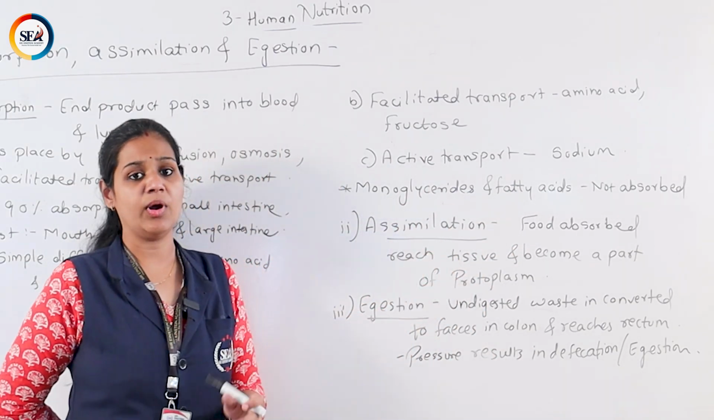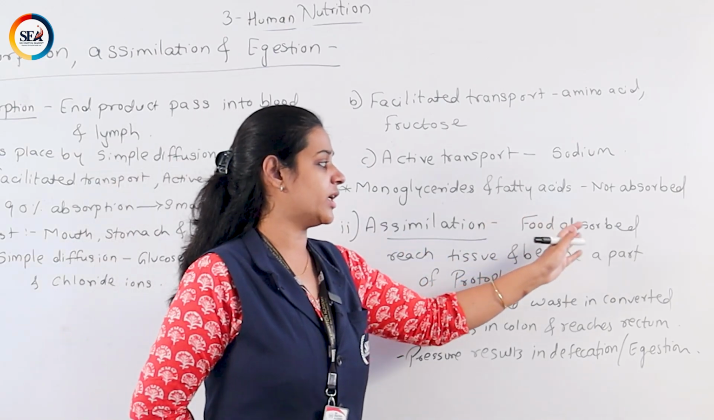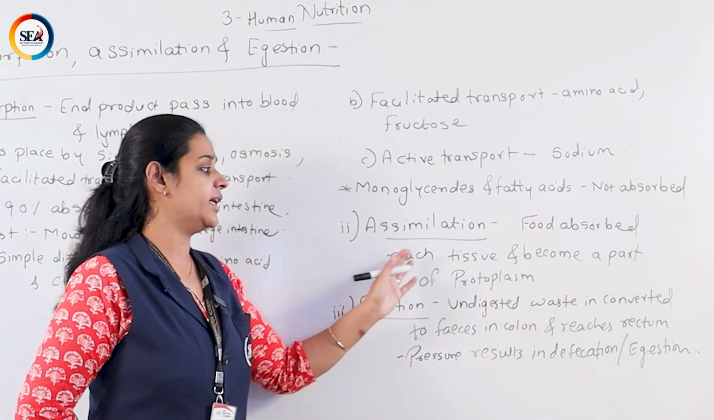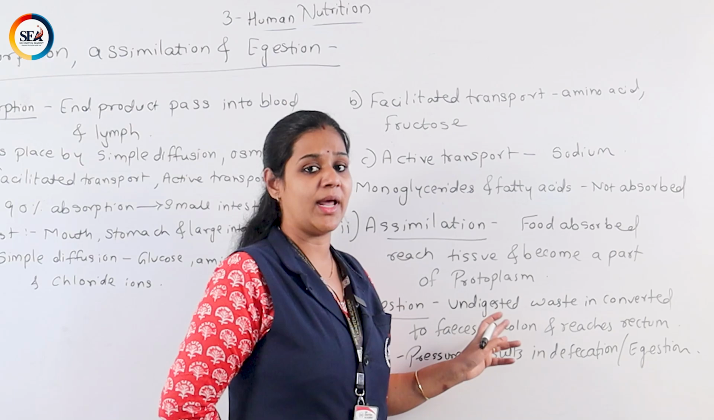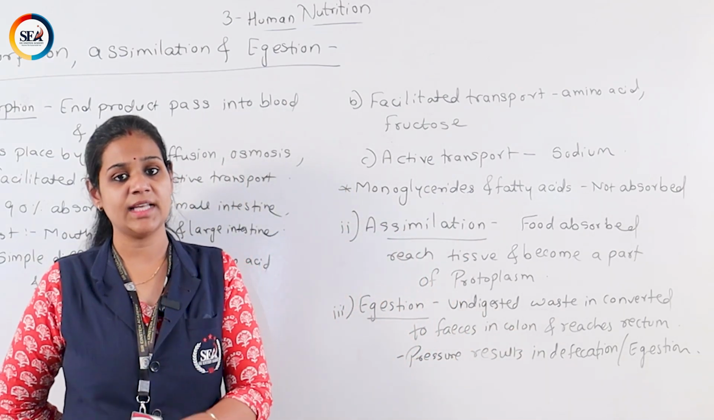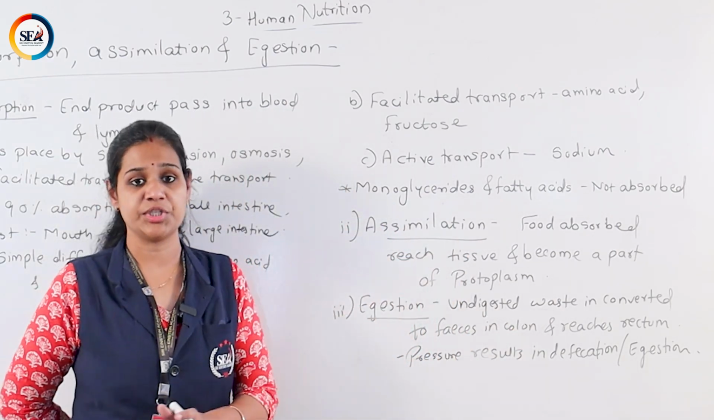Next, assimilation. What is assimilation? The food which is absorbed now reaches the tissues and becomes part of the protoplasm, that is, it becomes part of the cell, and this process is called assimilation.